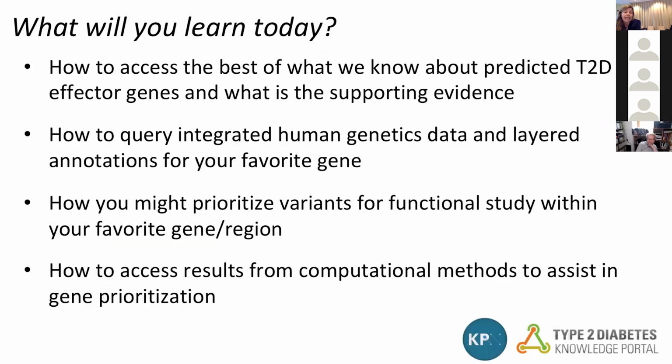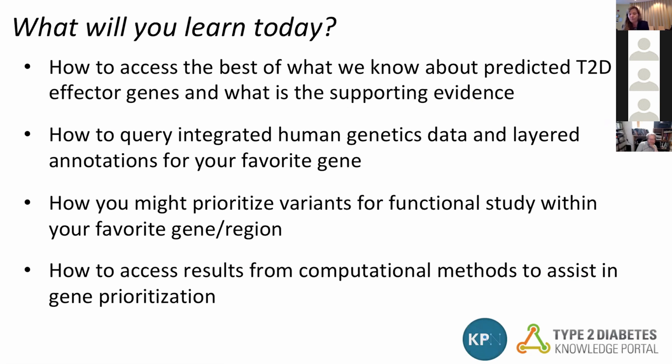So what will you learn today? Today, you're going to learn how to access the best of what we know today about predicted T2D effector genes and what we know about the supporting evidence for those. You're going to learn how to query integrated human genetics data with layered annotations for your favorite gene. You're also going to learn how you might prioritize variants for functional study within your favorite gene or region. And then finally, you'll learn how to access computational methods to assist in gene prioritization.